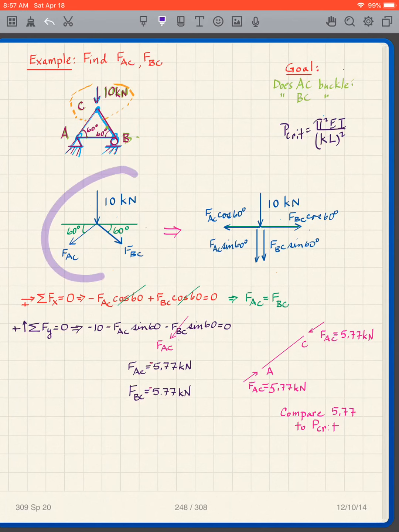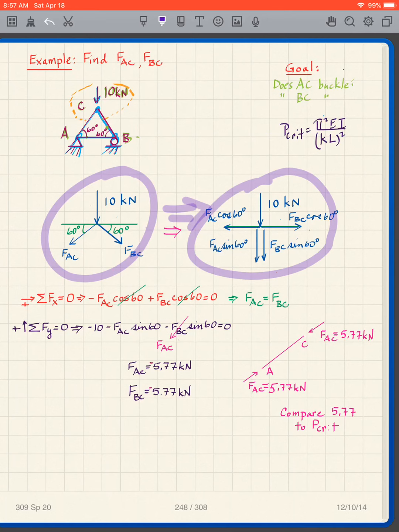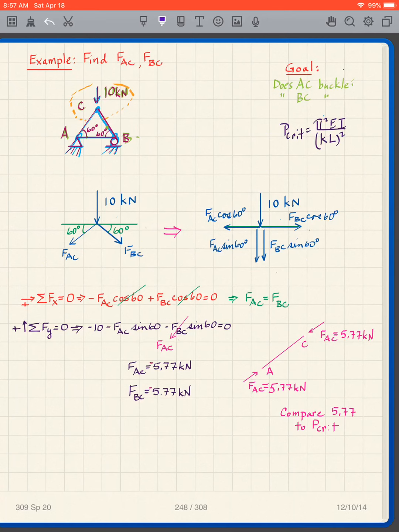So I convert this free body diagram to this free body diagram. They're identical, but I'm going to use the components. So for FAC, the vertical one is FAC sine 60. The horizontal one is FAC cosine 60.